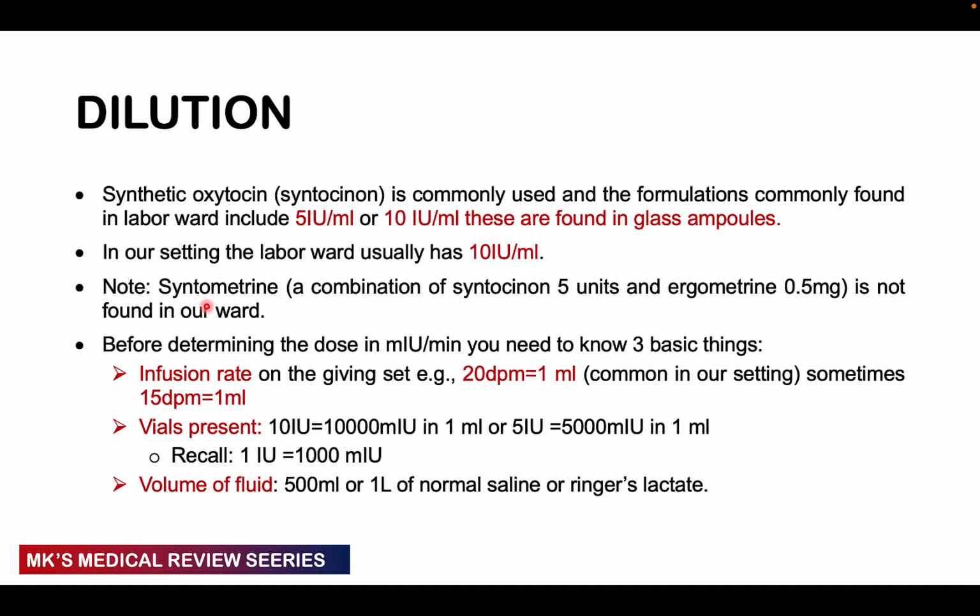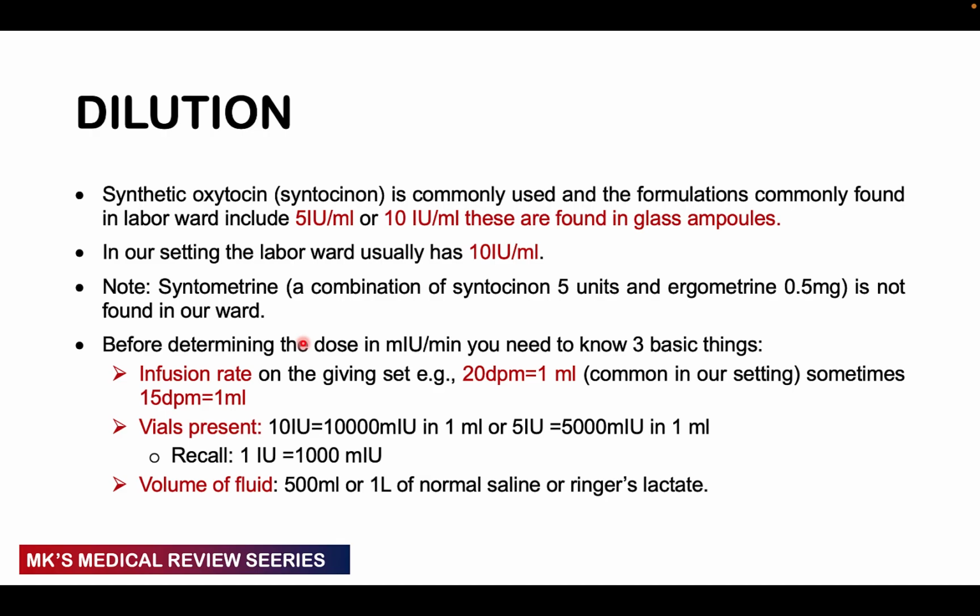Before you actually determine the dose of oxytocin in milli international units, there are 3 things that you must know. The first thing is you must know the infusion rate of your giving set. There are different types of giving sets: macro giving sets and micro drip giving sets. The ones in pediatrics can give as much as 60 drops per minute. The ones that we commonly use in our labor ward give 20 drops per minute to make 1 ml, and you may also have 15 drops per minute to make 1 ml.